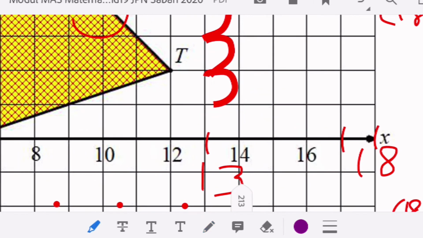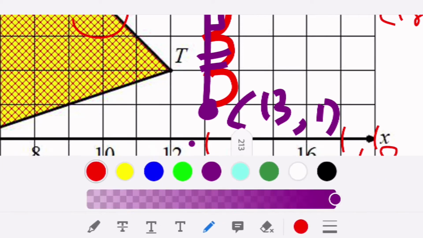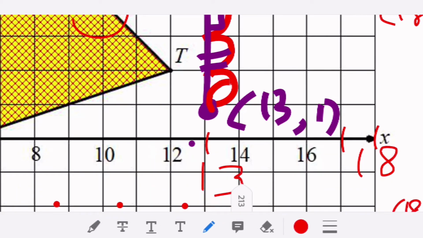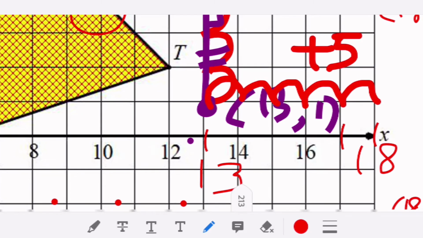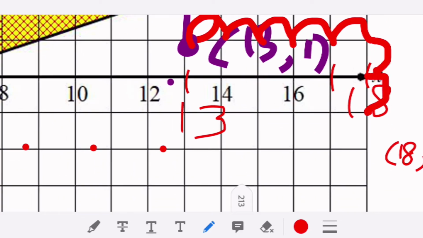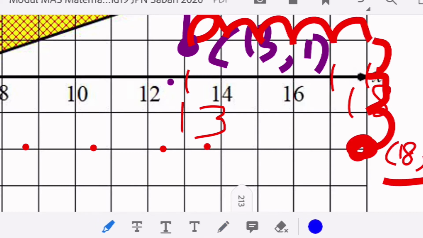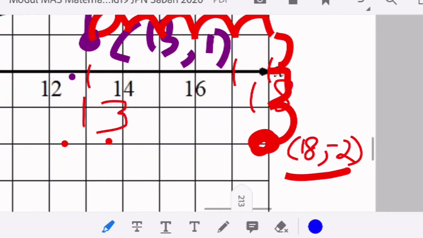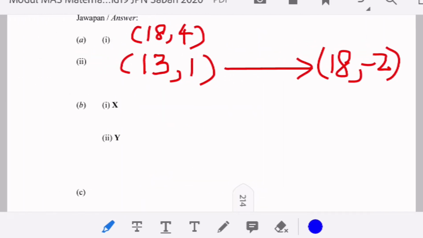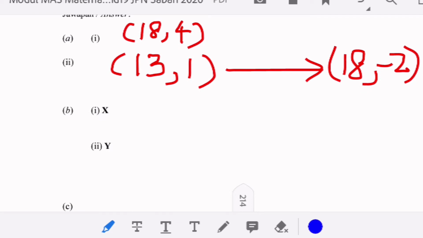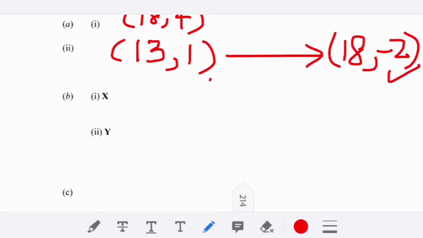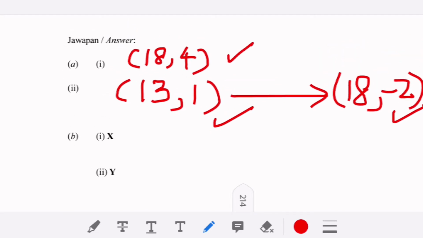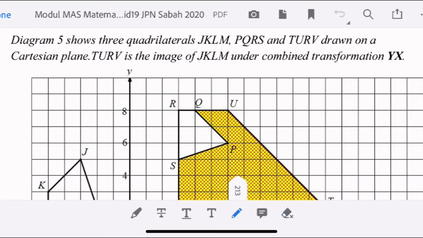This is the first image after we do the first transformation, which is the reflection. Followed by the translation, which is moving 5 units to the right and then 3 units downward. So we find the final image, which is (18, -2). Then we write the answer in the answer space like this. I advise you to write the first image (1, 3.1) followed by the final image (18, -2).